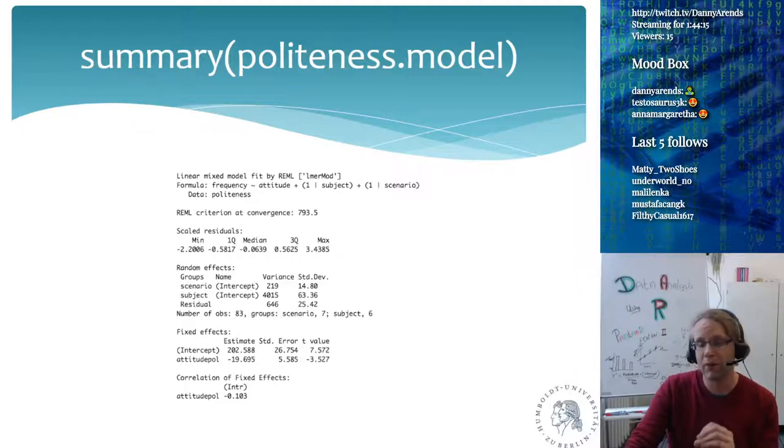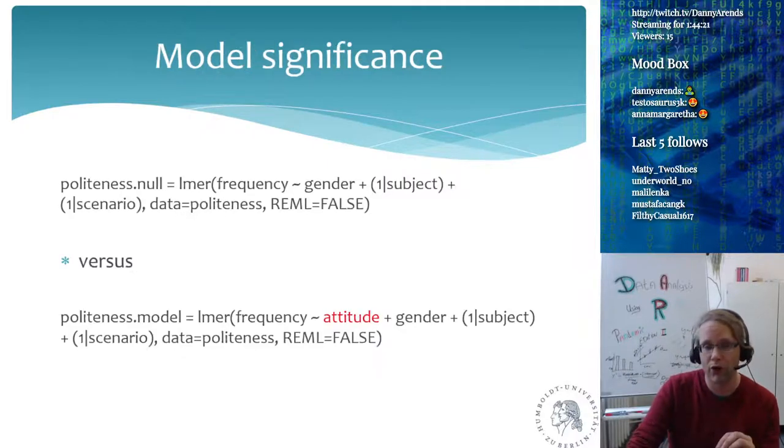In linear mixed effect models, you are always doing model comparison. So you're comparing one model versus another model, right? So if we want to get the significance, we have to define a null model. So this is the model without the factor that we are interested in. And then we compare this to a model which has the factor of interest, right? So here I see my LMER, which is gender, and then the other, and the two random effects. And I want to compare this to the model which has attitude in there, right? Because the difference in these two models is going to tell me how significant the effect of attitude is on the frequency.